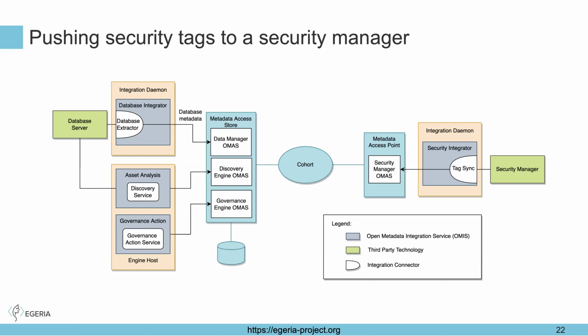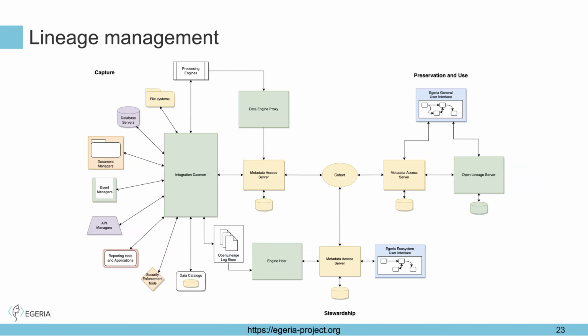Now, the last section is around Lineage. The most important thing about Lineage is that it's useful to collect it, but the most important thing is really we need to be able to work with it, use it, and that's where the value really comes.